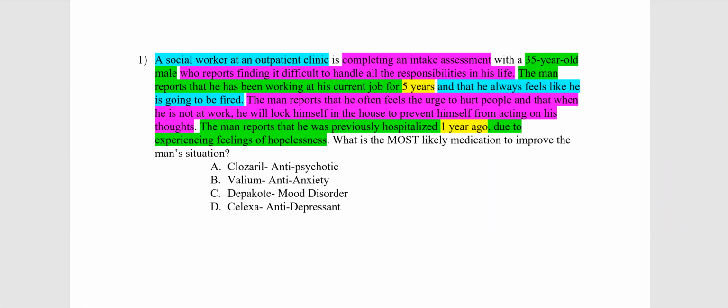And he was hospitalized 1 year ago due to experiencing feelings of hopelessness. So, keep that in mind as we go through each of the meds and rule them out. So the first one we're going to rule out is anxiety, because it does say that he fears that he's going to be fired from his job, but it doesn't say that he has flight of ideas.